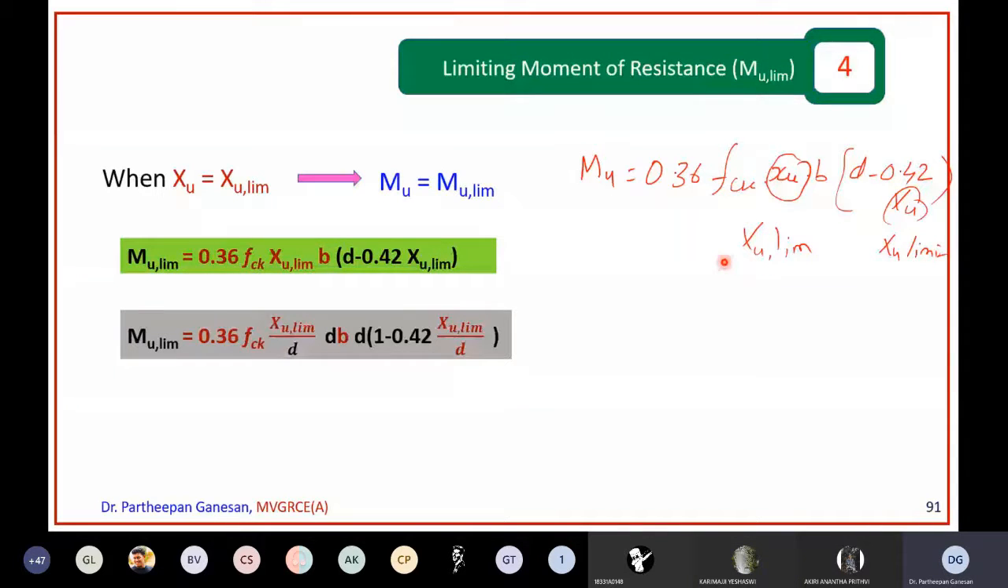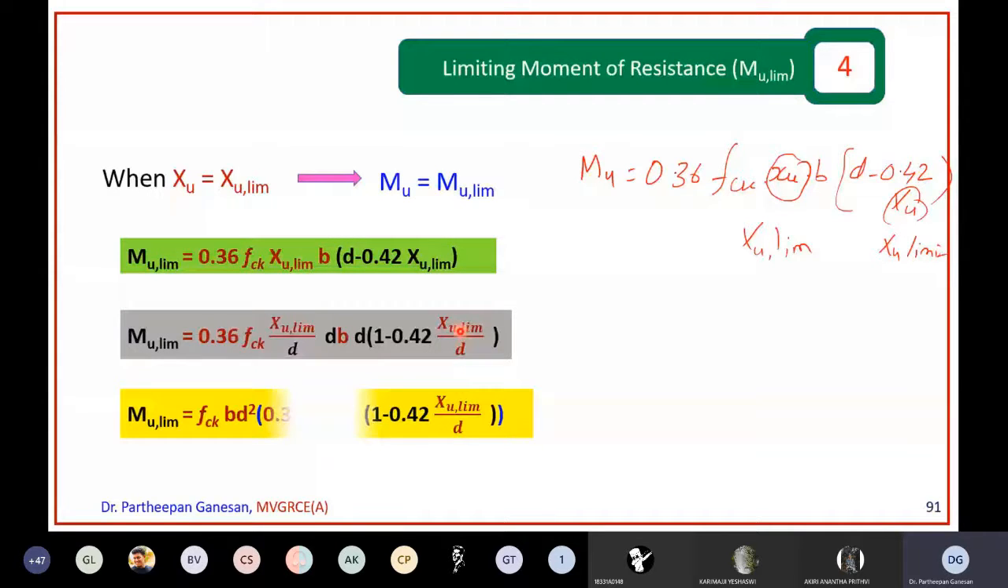Okay. So if you take this D outside and also multiply and divide by D, I will get Xu limit by D. Xu limit by D here also, Xu limit by D here also. Why am I doing this? I know the Xu limit by D value for different grades of steel. That is why I am taking it in terms of Xu limit by D. So now your equation will become: FCK is here, this B is here, D into D square is here, and this 0.36 FCK, this 0.36 is here, Xu limit by D is here, and this 1 minus 0.42 Xu limit by D is here. I know Xu limit by D for various cases.